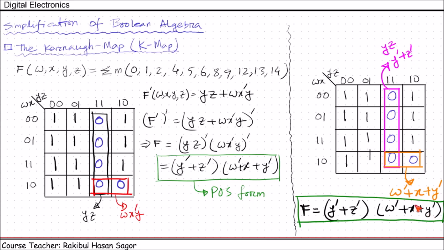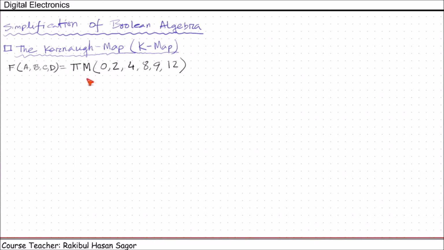Now we will see an example. If the function is given in product of maxterm form, how can you simplify the function in SOP and POS form? Suppose a function is given in product of maxterm form where we have 4 variables a, b, c, d. If we write the function in product of maxterm form, we have 0. For 4 variables, 0 means 0, 0, 0, 0. Whenever a equals 0, b equals 0, c equals 0, d equals 0, the targeted output is 0 for maxterm form. We know this. So we'll write a plus b plus c plus d.